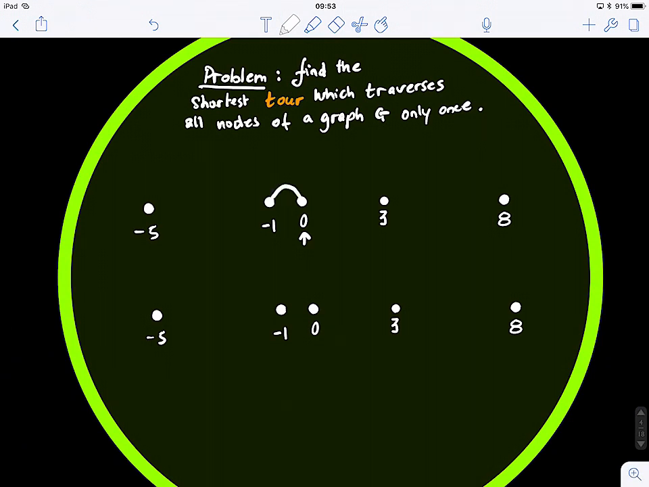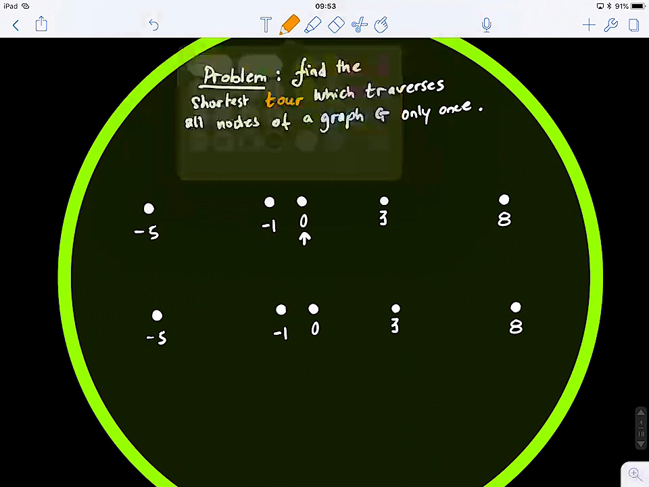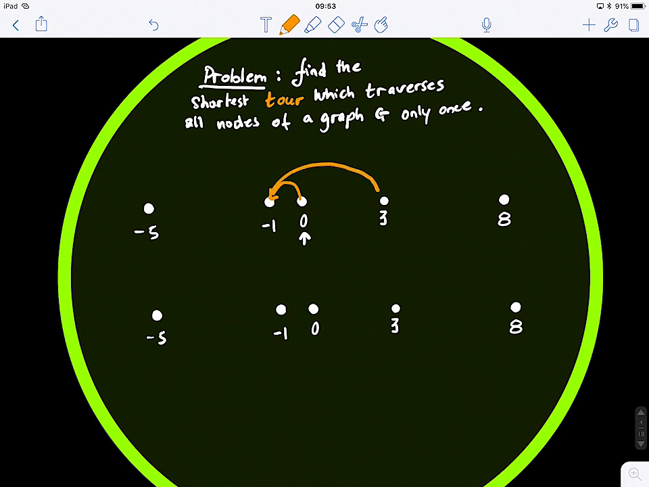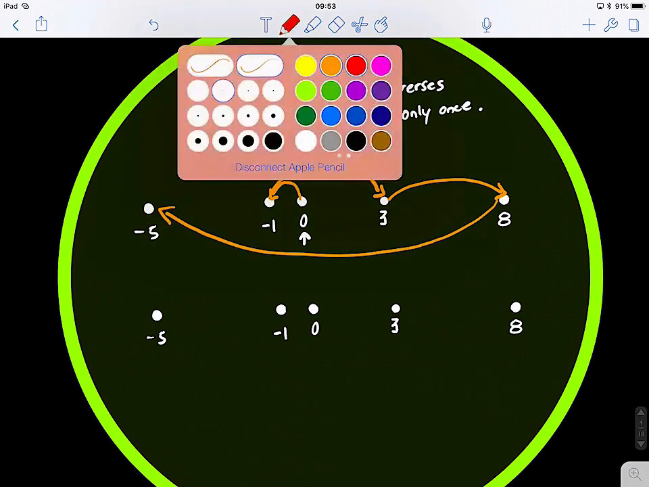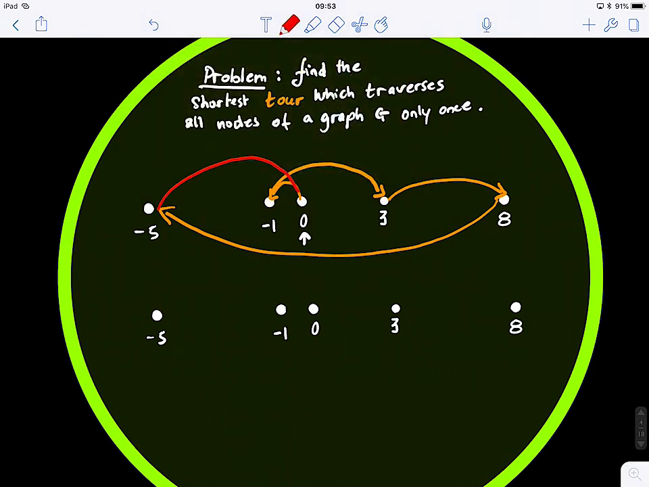Maybe I'll choose another color, let's see. And then the nearest one would be either 3 or 5, so I'll go, let's say like this. And from 3, I have two options, either 8 or this node. So the closest one, of course, is 8. And then from 8, I will visit the remaining unvisited node, which is this guy. And then, of course, I need to go back to my source node.